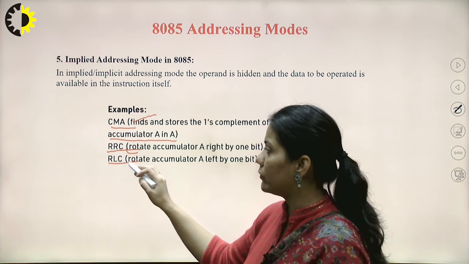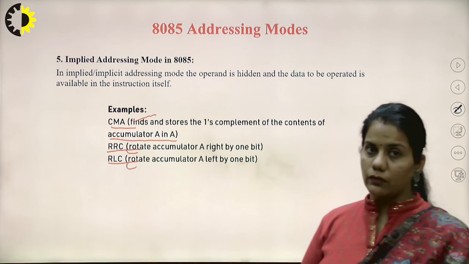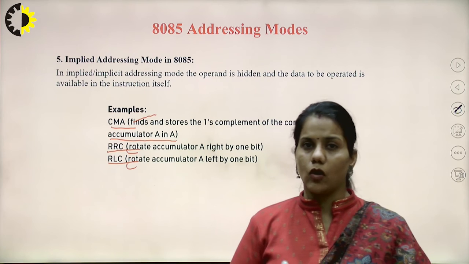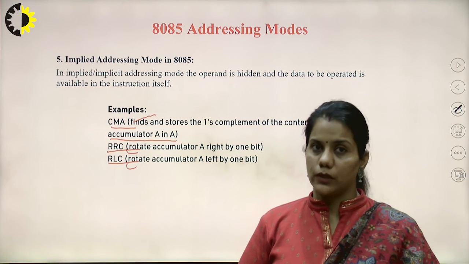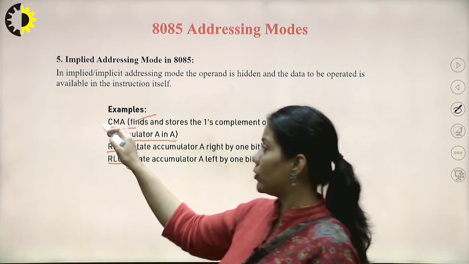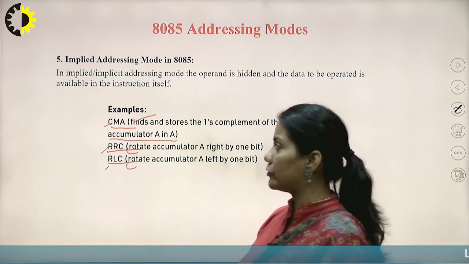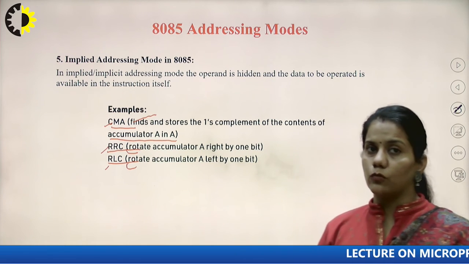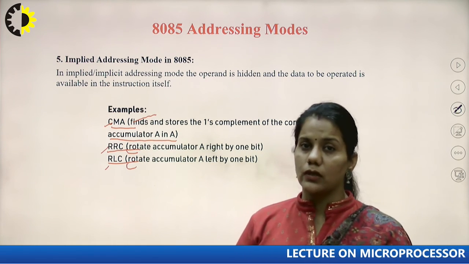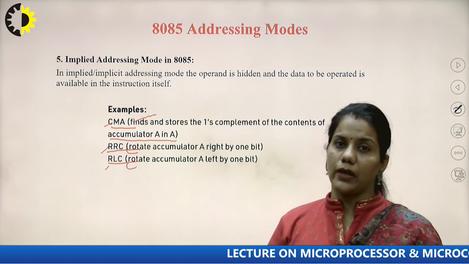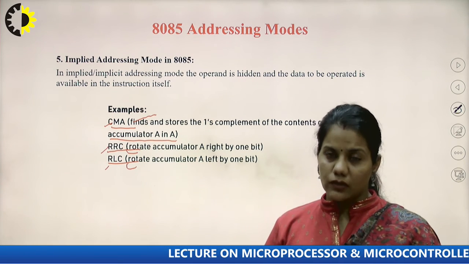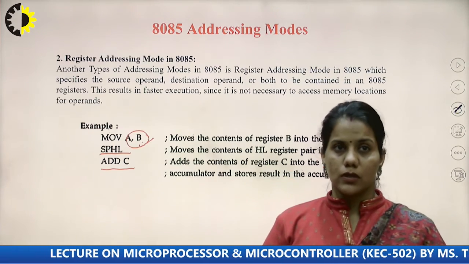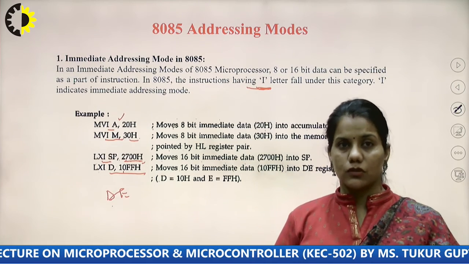We are not mentioning any operand, but we know that automatically the operand used here is the accumulator. So these operations are performed on the accumulator itself. This type of addressing mode is known as implied addressing mode, where the operands are already implied, already understood. This completes our 5 addressing modes and the 3 instruction formats.